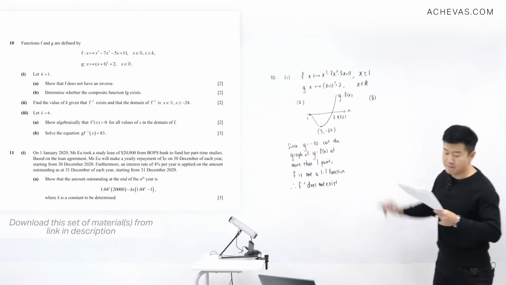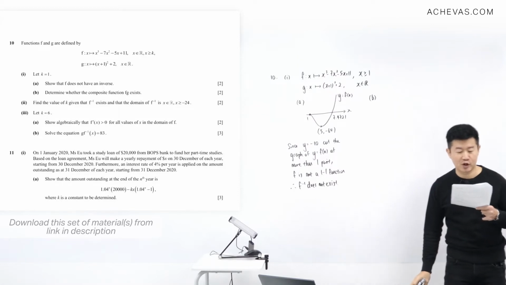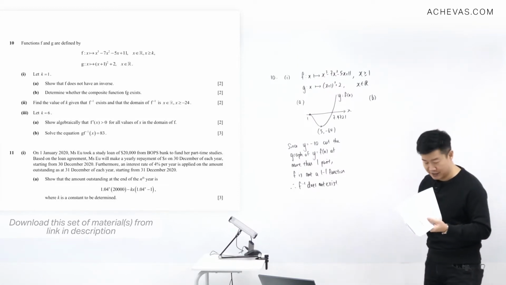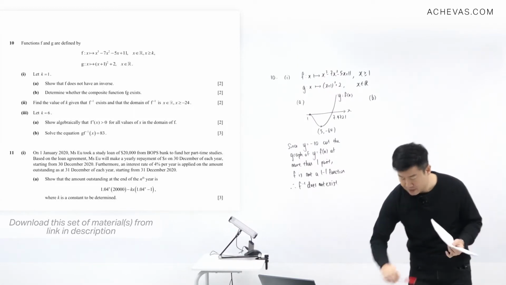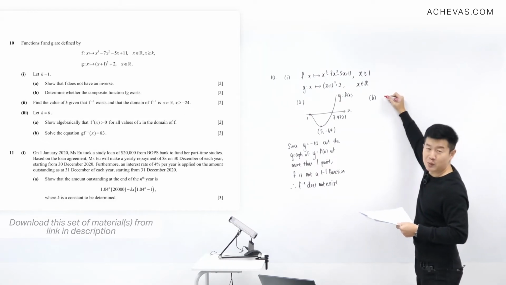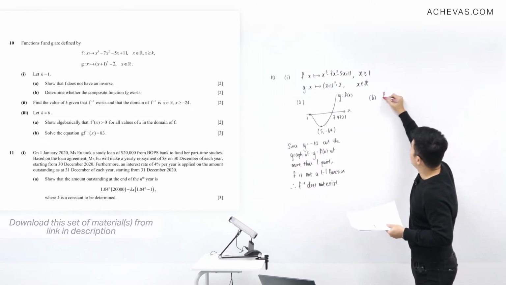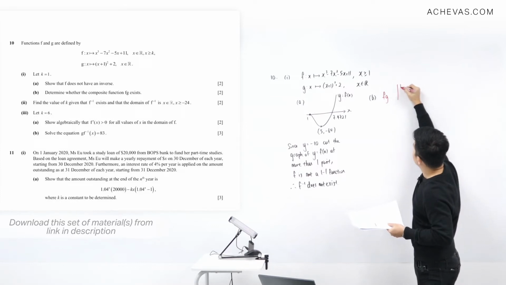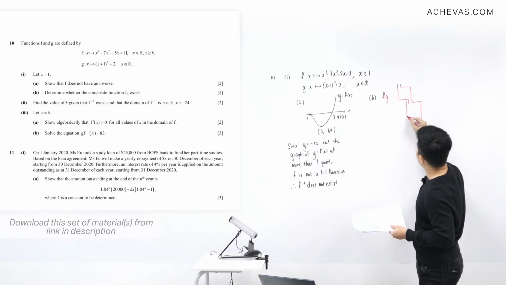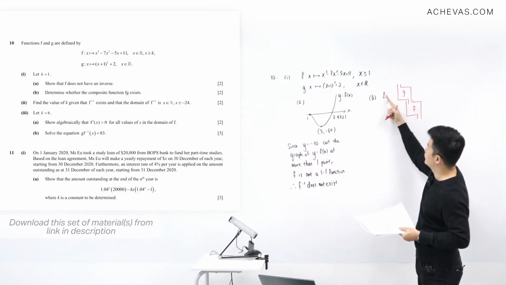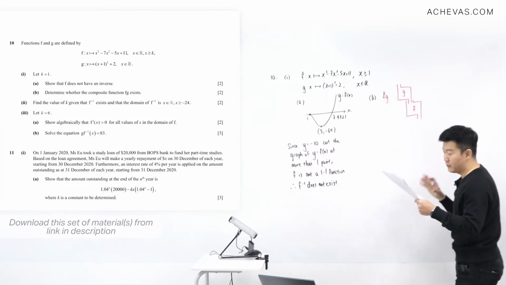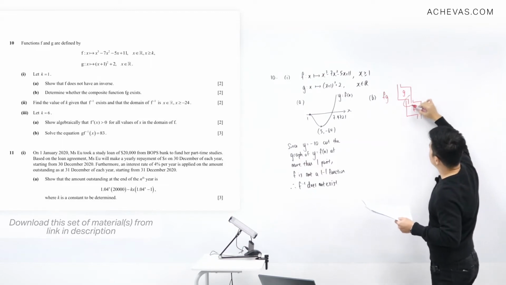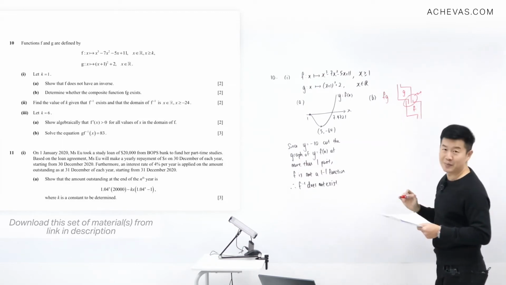For part B, we are supposed to determine whether the composite function fg exists. For fg to exist, let's use the same schematic as what we have again on the Achevas TV. We are looking at the flow of x going first into g, then after that into f, from inside out. So in order for this to happen, we need to make sure that the connection is made possible.